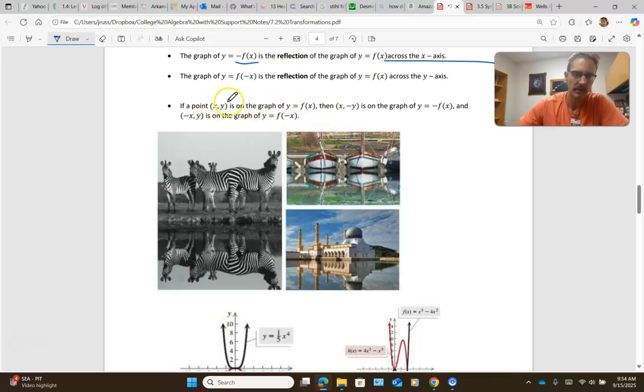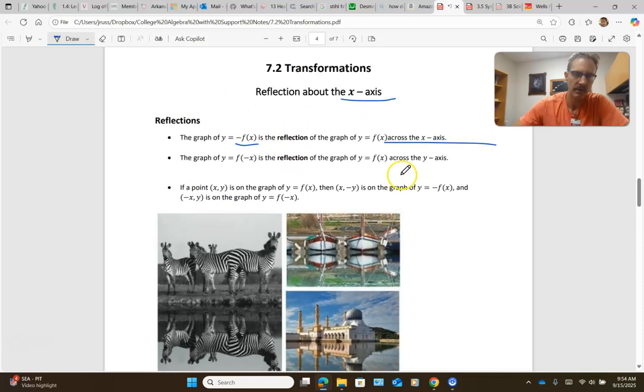It says if a point (x, y) is on the graph of your function, then (x, negative y) will be on the graph of negative f of x. In other words, if you stick a negative in front of that function, it changes the sign of all those y-coordinates. Now, you don't have to worry about the second bullet point. What would cause a reflection about the y-axis? You don't have to worry about that. You're not going to see that in this section.